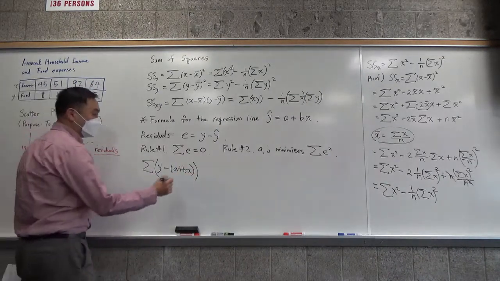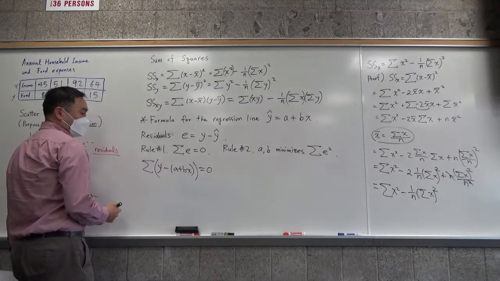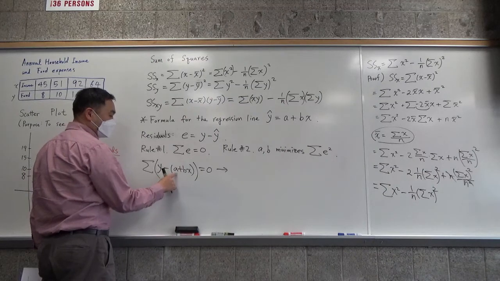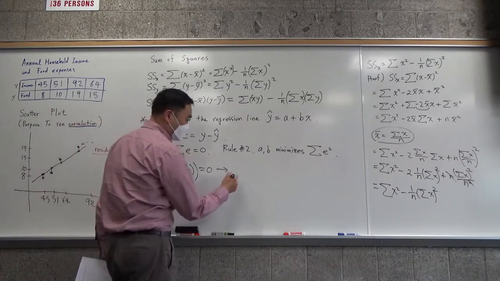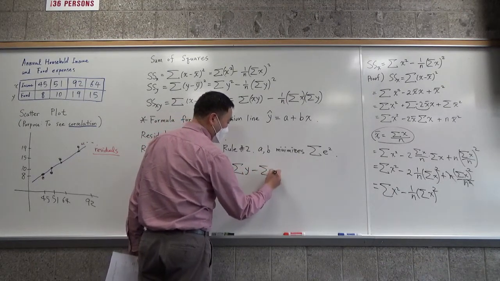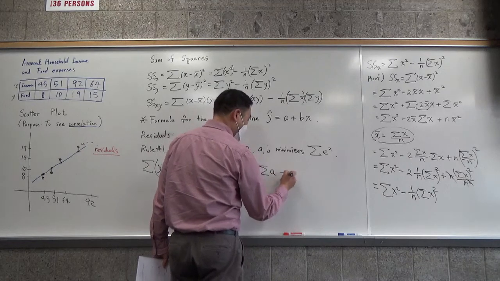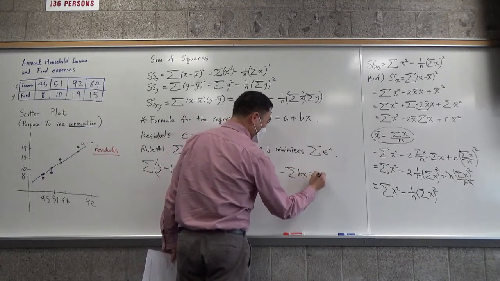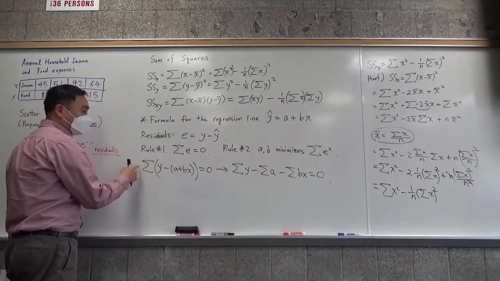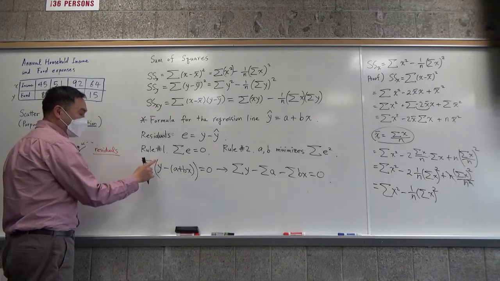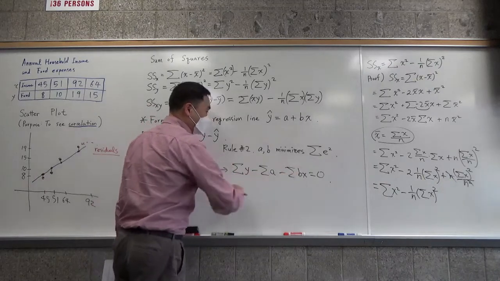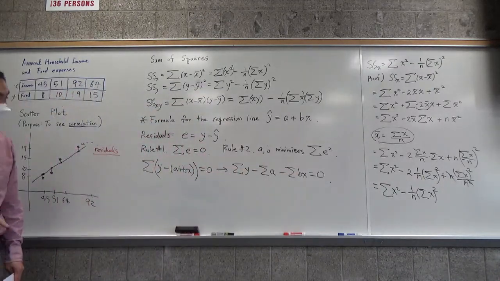Okay. And that has to equal zero. And that means the sum of the y's minus the sum of the a's minus the sum of the b's should be zero. So the sum of the y's minus the sum of the a's minus the sum of the bx's should be zero. So instead of calculating this and adding them at the end, it's the same thing as adding these separately, adding these separately, just like this, and doing this calculation. The left side should be the same, right?